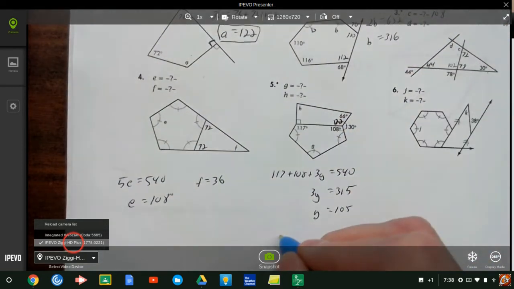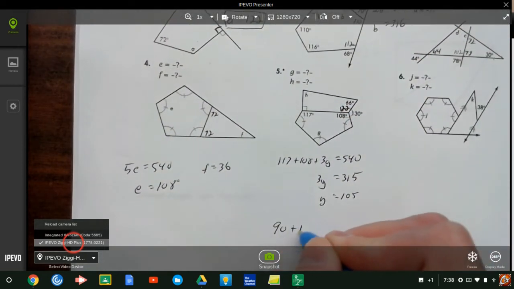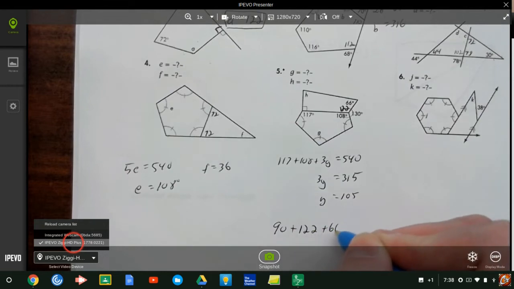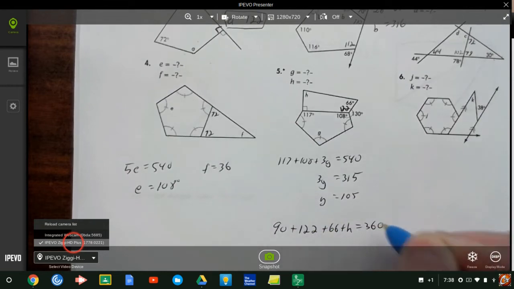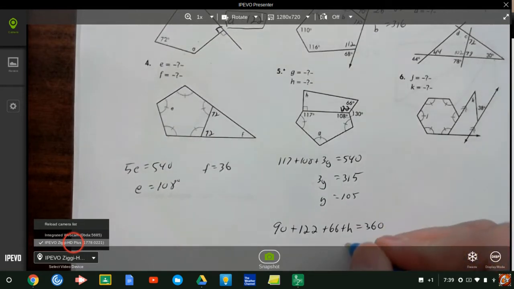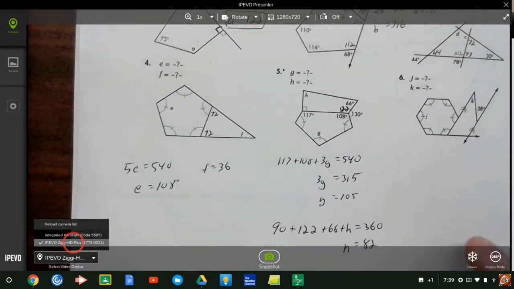So now I've got 90 plus 122 plus 66 plus H has to equal 360. Okay, so a pretty simple way to handle these problems. There's basically just thinking your way through it. So I get that H is 82.